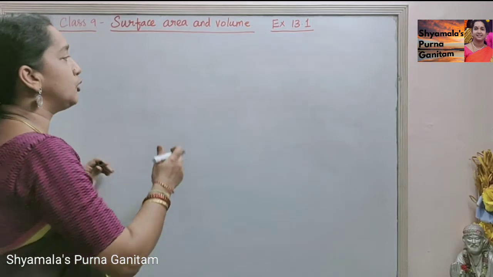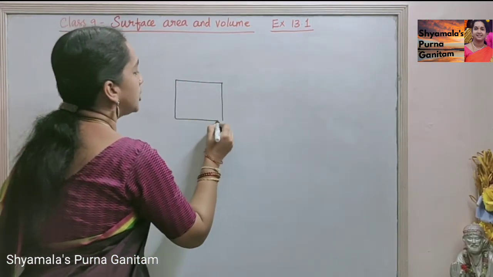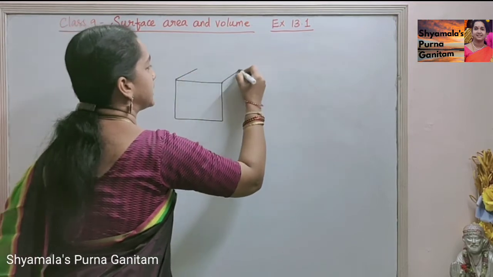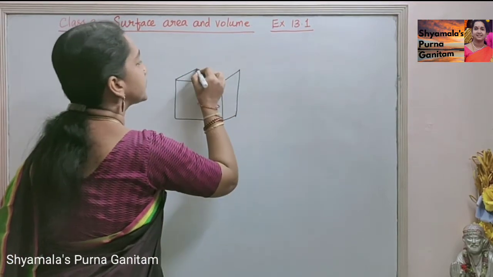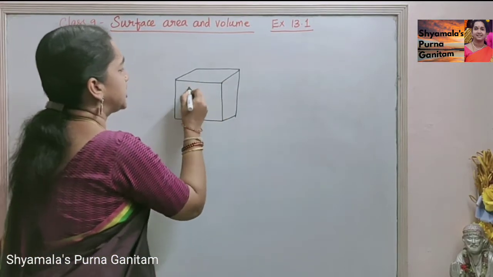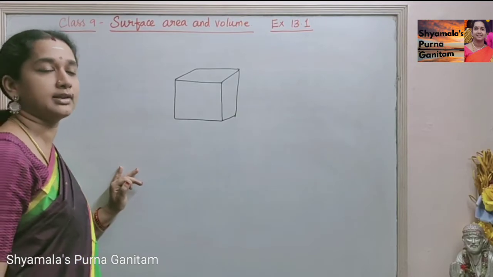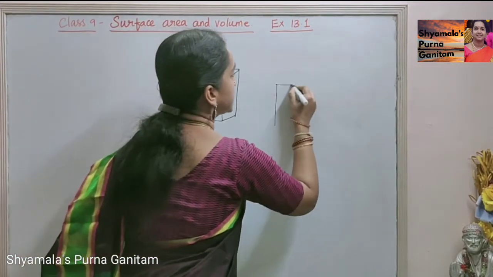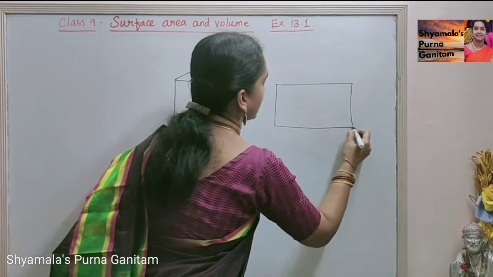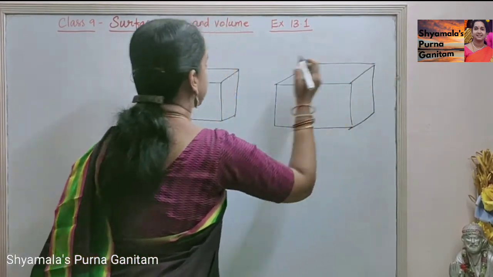So what is a cube and cuboid? You have learnt this volume and surface area in the lower classes. So this is a cube. Cube is a 3D shape. An example for the cube is a dice, you can say. And then this is a cuboid.